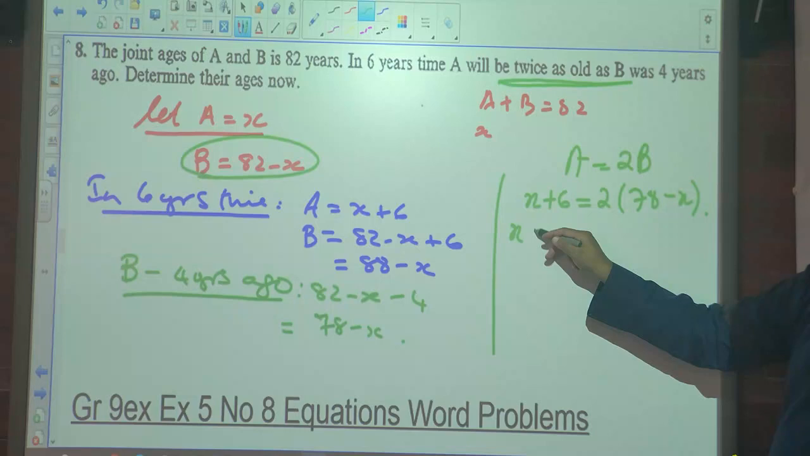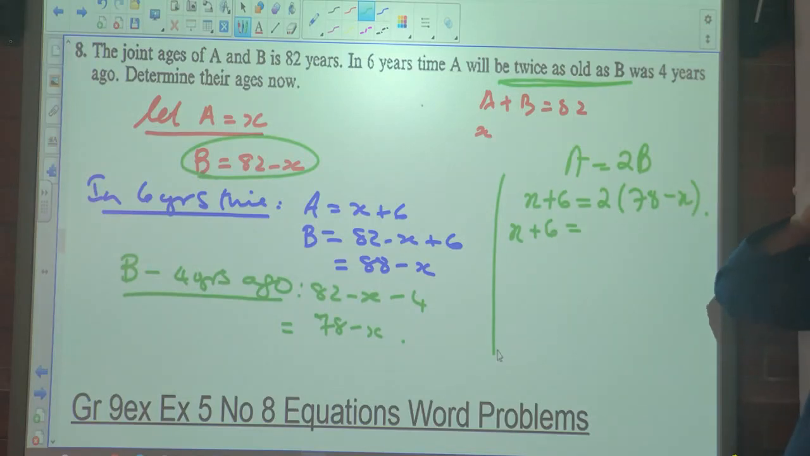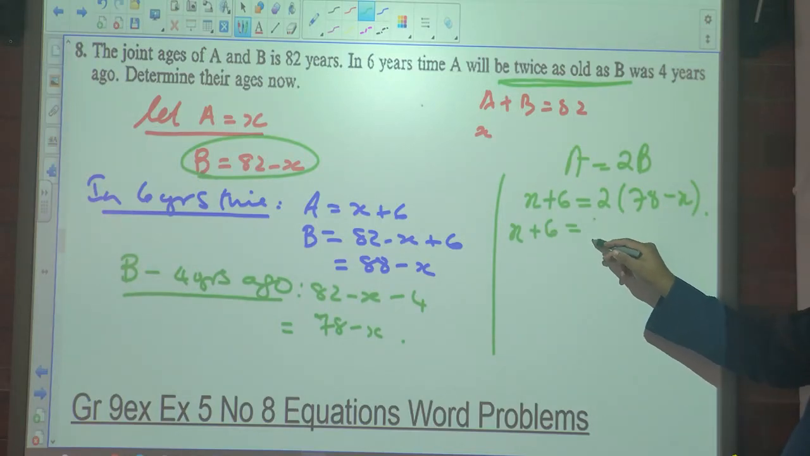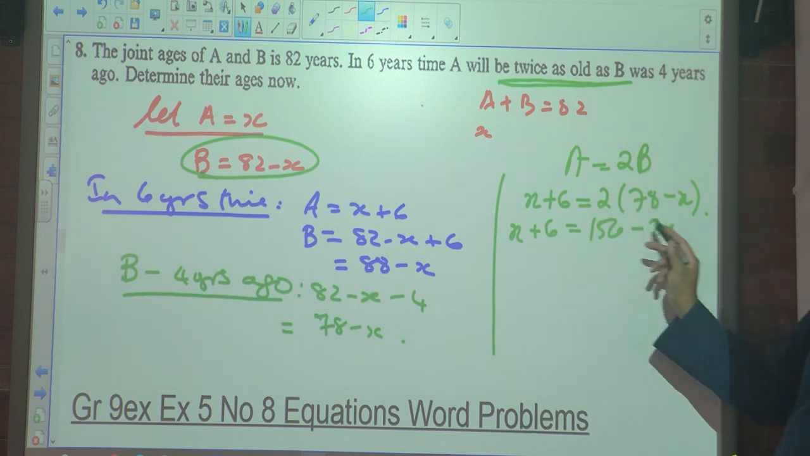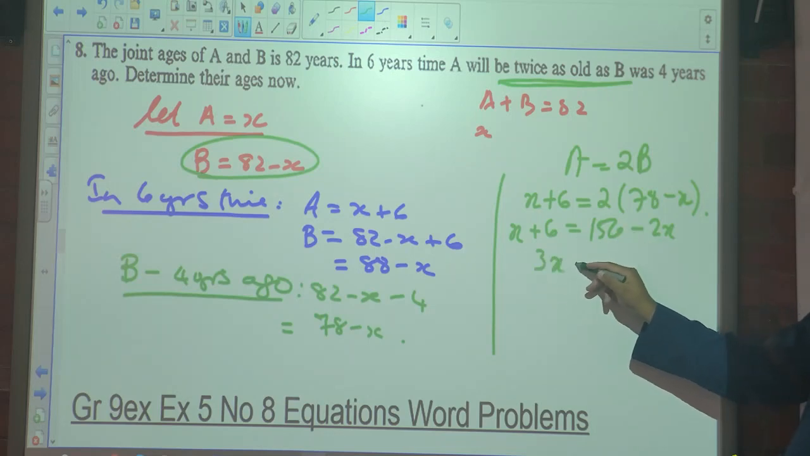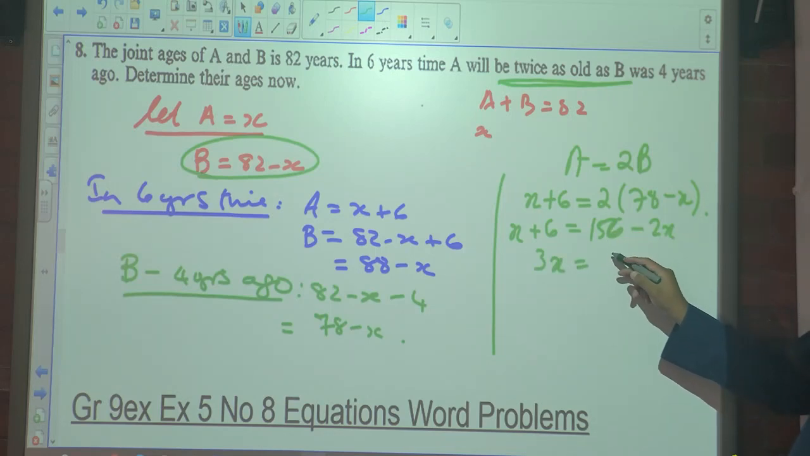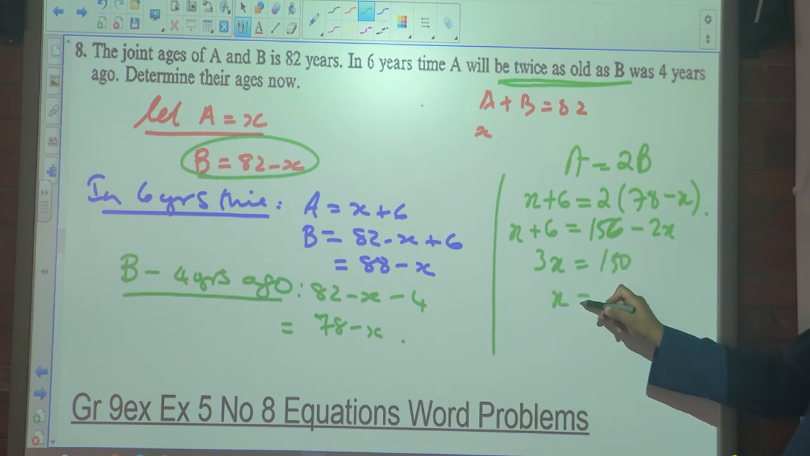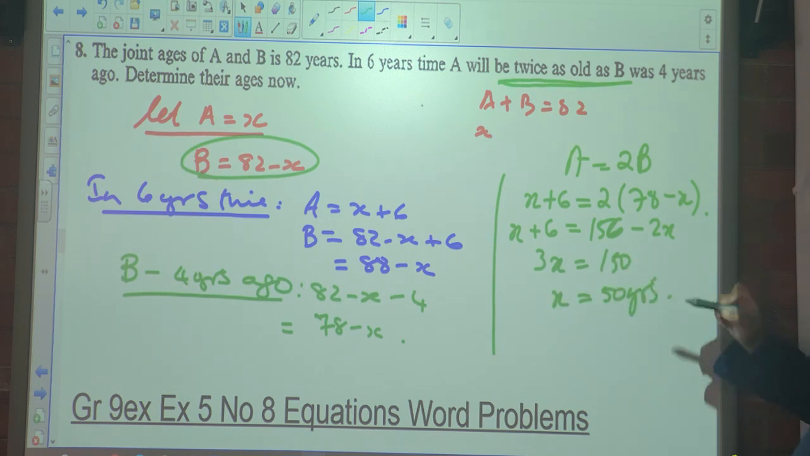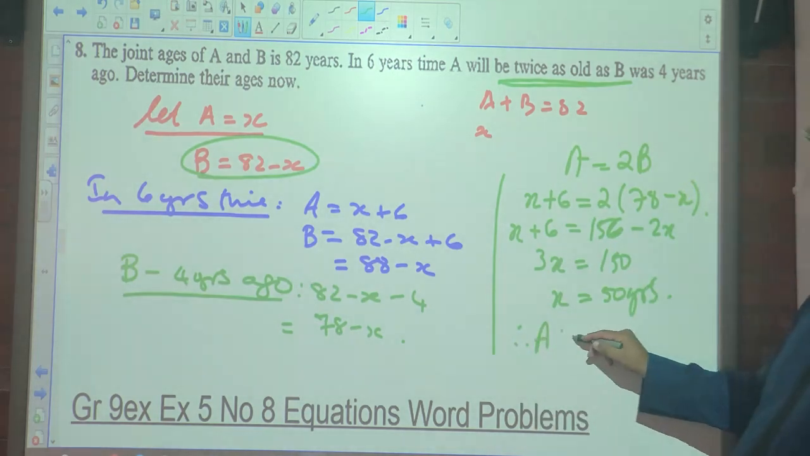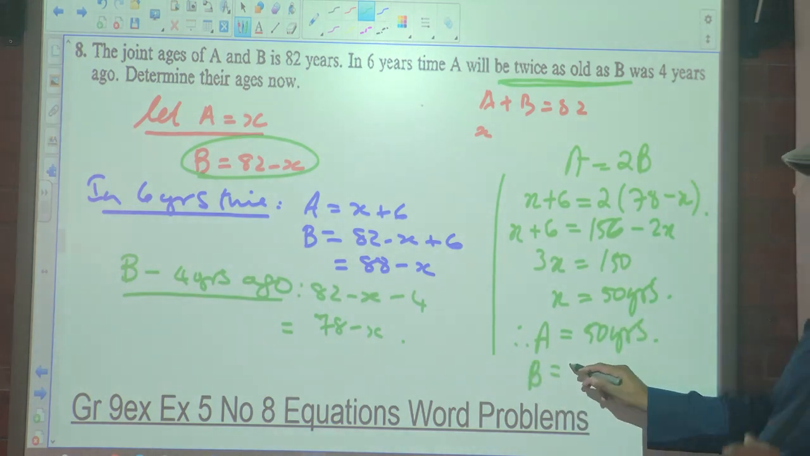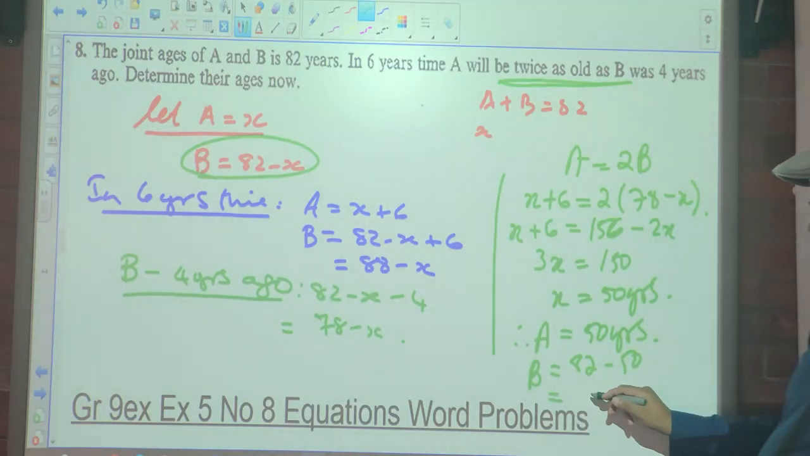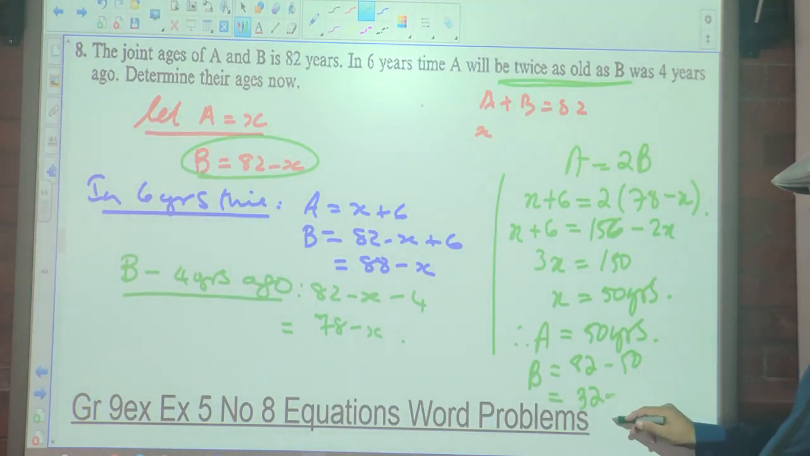Okay, so that simply gives us X plus 6 equals 78 times 2, 156 minus 2X. X is one side, numbers the other side. So X plus 2X, which is 3X, is equal to 156 minus 6, which is 150. Divided by 3 is 50 years old. Determine the age now. So A is X, which is 50 years old, whilst B is 82 minus 50, which is 32 years old.